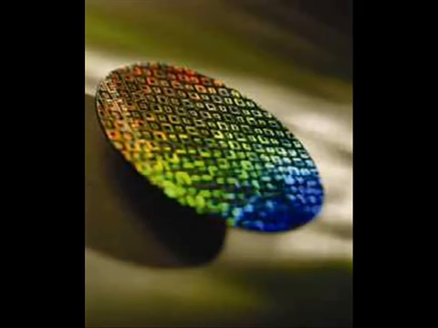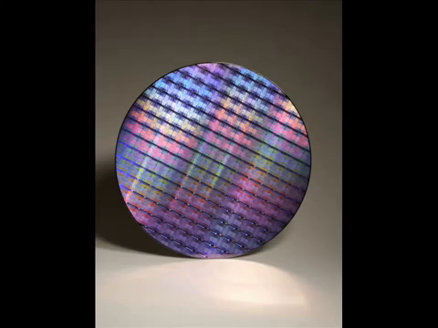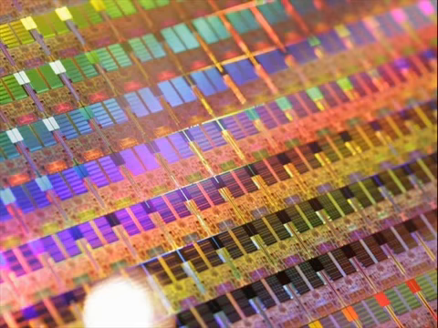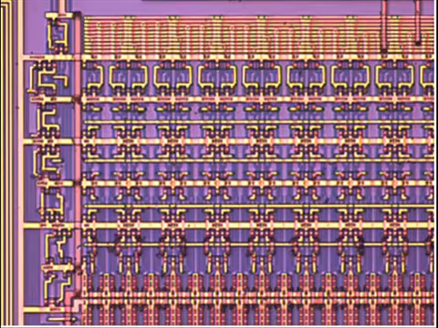A silicon wafer is a thin piece of semiconductor material which is used in the fabrication process of integrated circuits. There are two different methods that can be used to grow an ingot of single crystal silicon, which are known as the Czochralski and float zone methods.